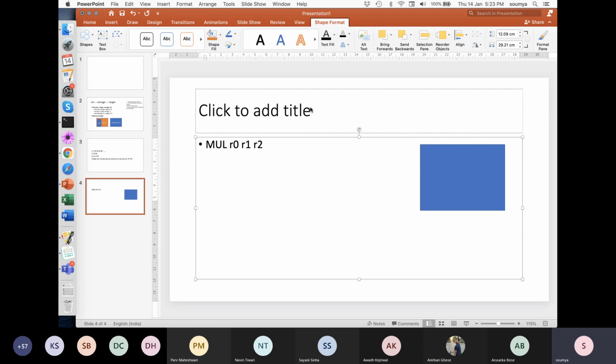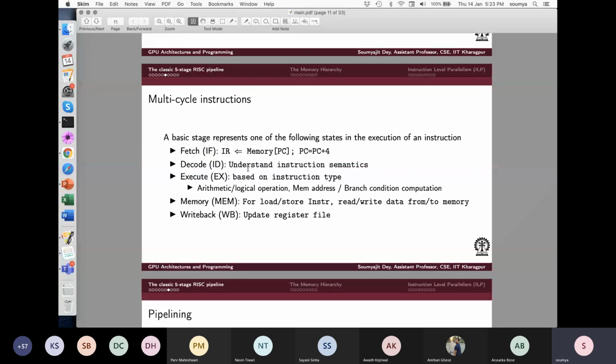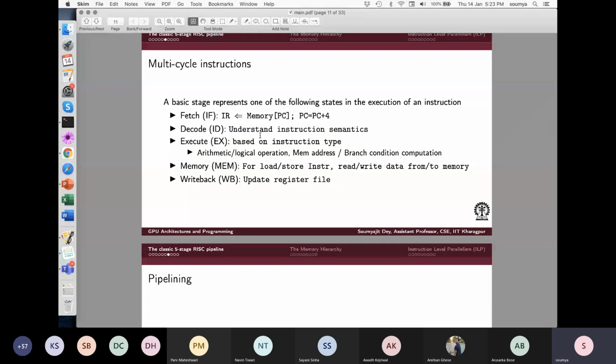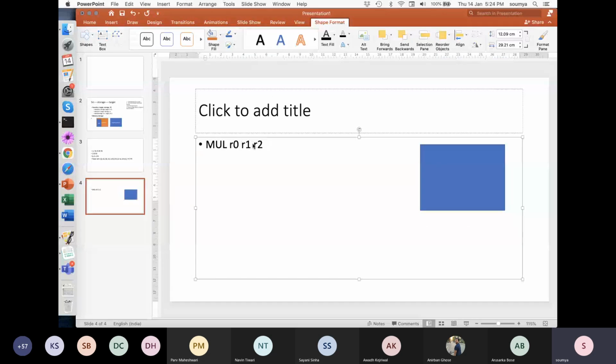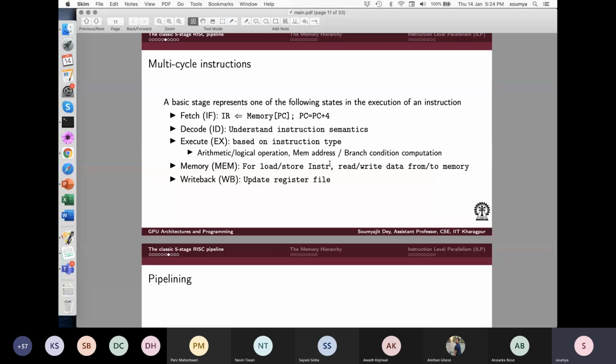So suppose you are executing this RISC instruction there. Now when you execute it, you are multiplying R0 and R1 and storing the result in R2, right? So what happens where? The meaning of the multiply instruction will be understood by the microprocessor in the decode stage. Then the multiplication of R0 and R1 will happen in the execute stage, right?